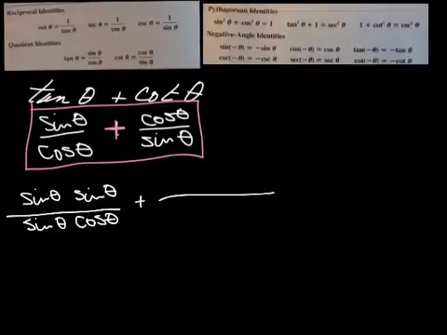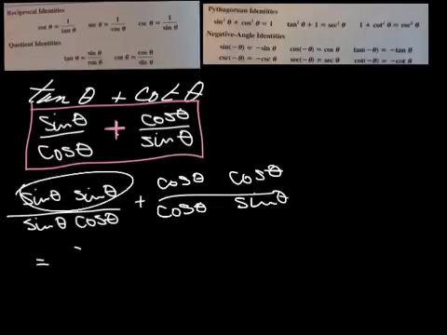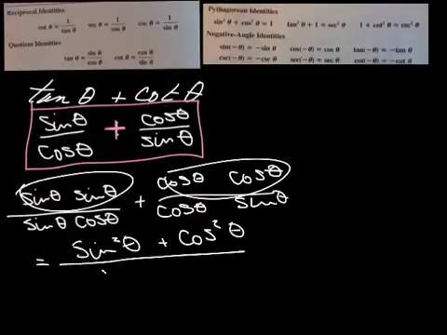Alright, now let's look over here. I've got a sine, but I don't have a cosine, so I'm going to multiply the top and bottom by the cosine of theta. And I already have my cosine of theta over sine of theta. Okay, so sine times sine is sine squared theta. And cosine times cosine is cosine squared theta. And I put them both over cosine of theta, sine of theta.